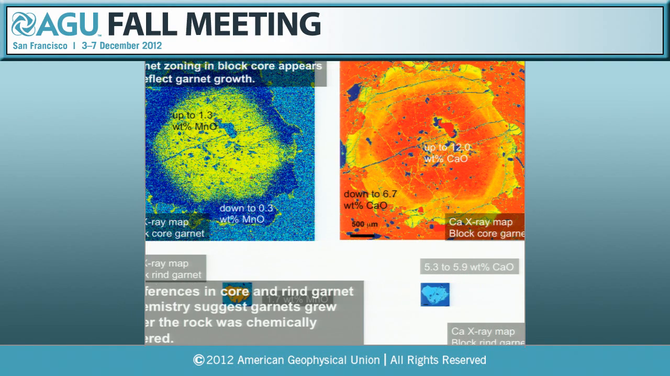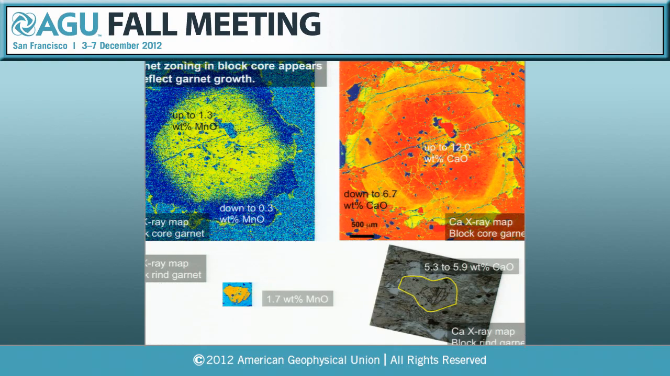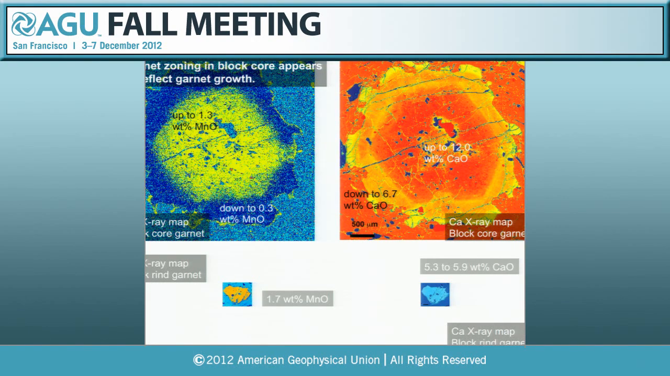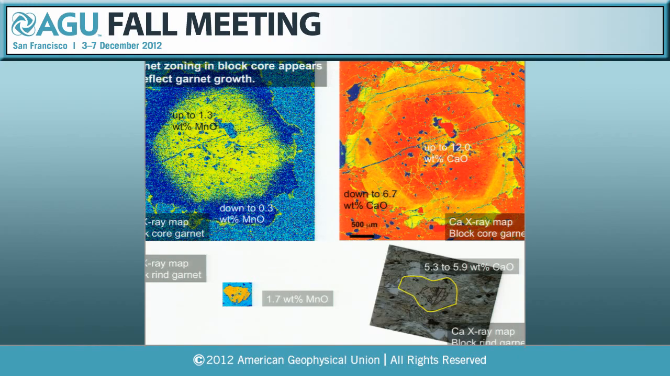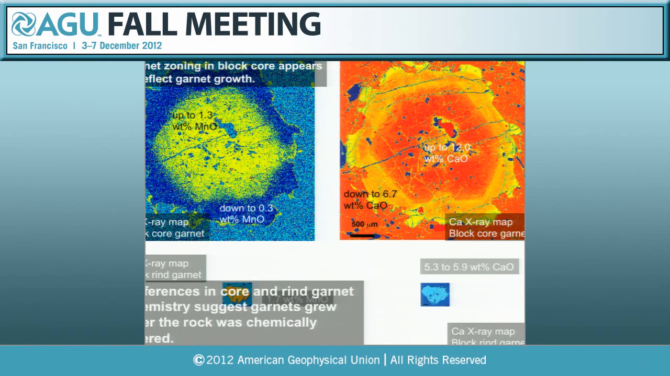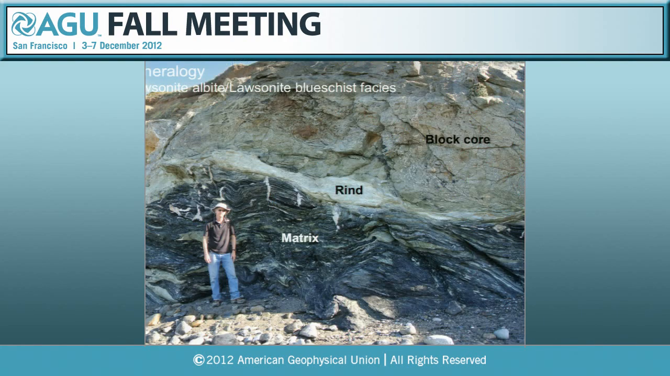But importantly, you can look at the compositions. You can see that there's a much lower calcium content in the Rind garnet, about 5.3 to 5.9 weight% calcium oxide, compared to 6.7 to 12 weight% calcium oxide in the core garnet. We have clearly different chemical compositions in these two populations of garnets, and these differences suggest that the garnets did grow after the rock was chemically altered.